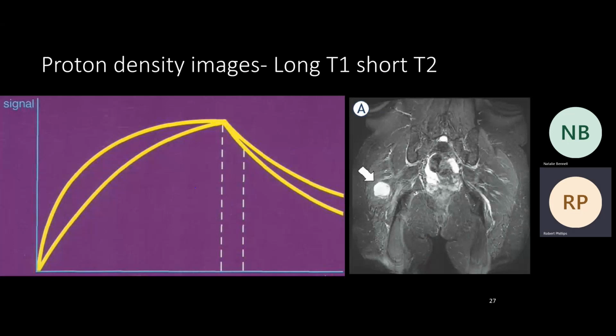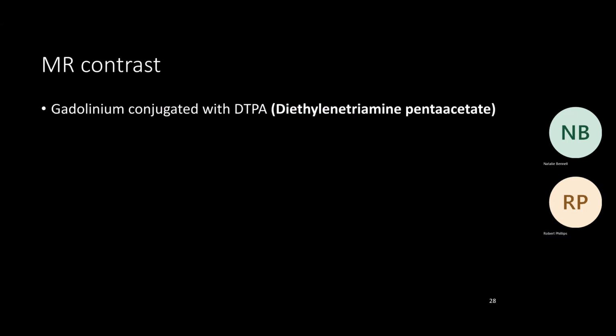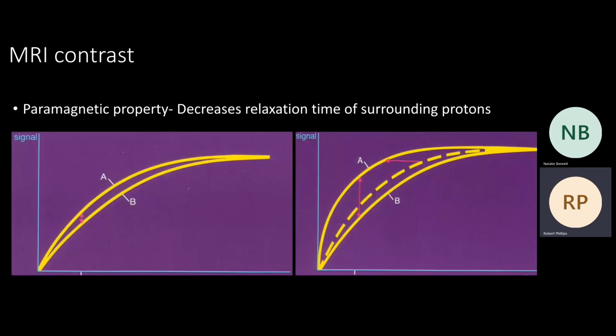Now we'll talk about MR contrast. The most commonly used MR contrast is gadolinium, but gadolinium is very toxic. So it has to be conjugated with DTPA, and then only can you use it as contrast. Gadolinium has a paramagnetic property, which means it decreases the relaxation time of surrounding protons.